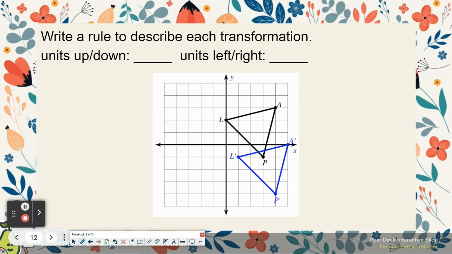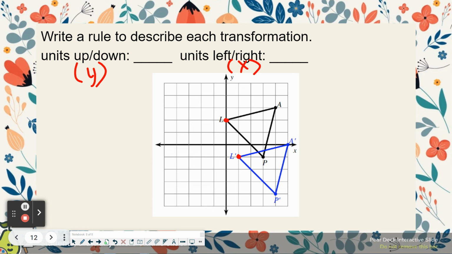This one, we're writing a rule to describe each transformation. So units up and down, right? Up and down would be my y value, and then units left and right would be my x value. The nice part is you only have to go from one letter to the next prime. You don't have to test every point. So for this, I'm just going to move from my L's. Okay, so units up and down. Remember, your original figure is the one that does not have a prime. So will I be starting on the black or the blue? I'll be starting on the black.